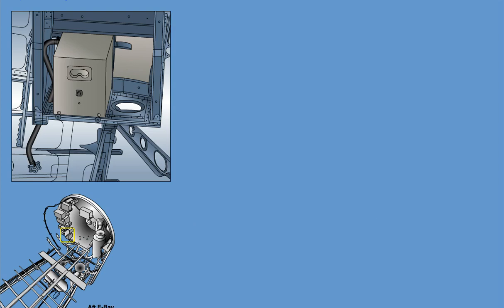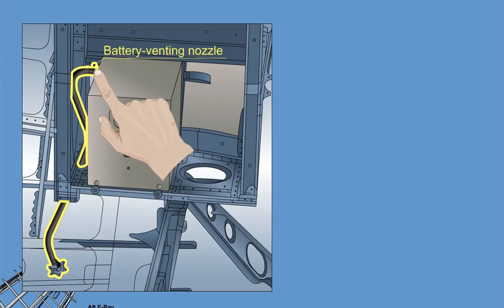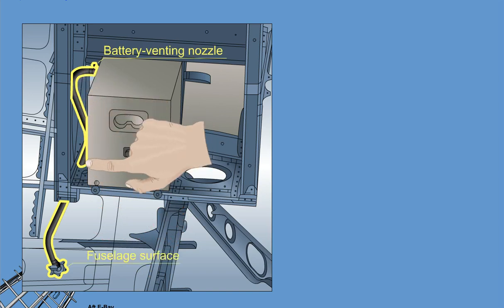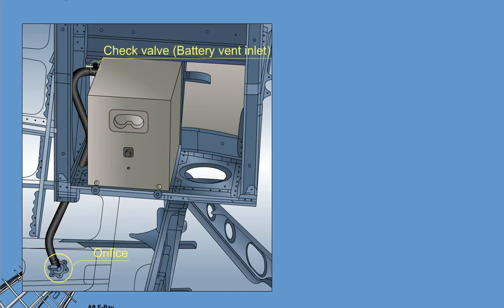Adequate battery ventilation is provided through a tube interconnecting the battery venting nozzle to the fuselage surface. A caliper orifice close to the fuselage and a check valve on the battery vent inlet assure that gases emitted by the batteries under normal or abnormal conditions will not accumulate in hazardous quantities.